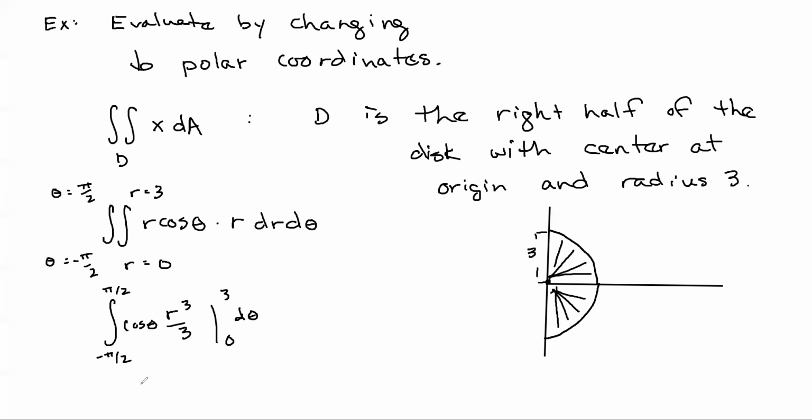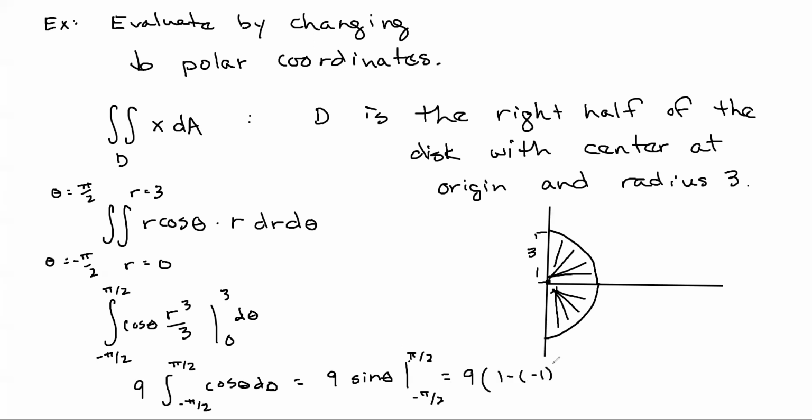That's 9 minus 0. So we're going to get 9 times the integral from negative pi over 2 to pi over 2 of cos theta d theta. And the antiderivative is going to be 9 sine theta, negative pi over 2 to pi over 2. So it's going to be 9 times, and then if you plug in sine of pi over 2, that's 1, minus sine of negative pi over 2, that's negative 1. So we're going to get 1 minus negative 1. That's going to give us 18.